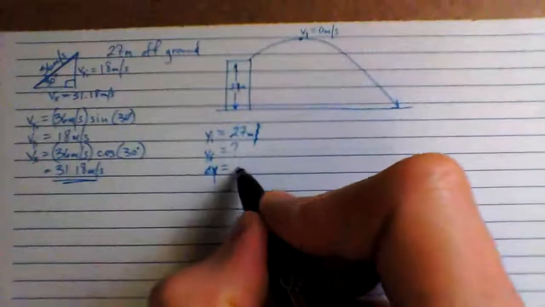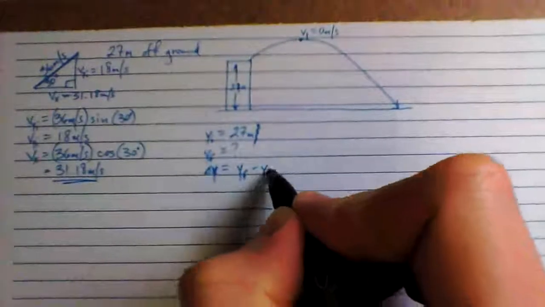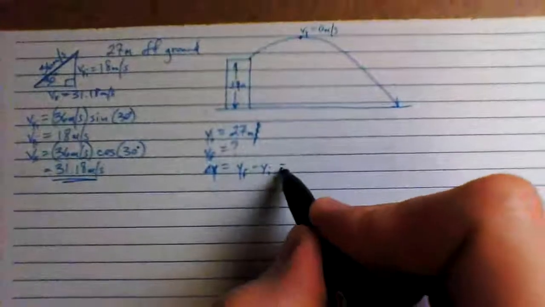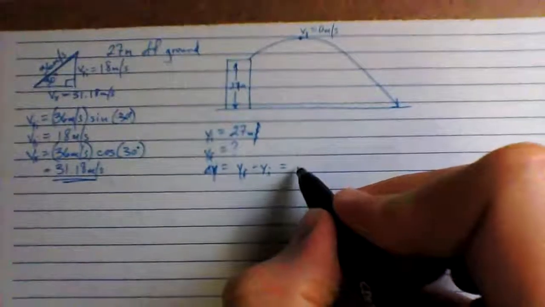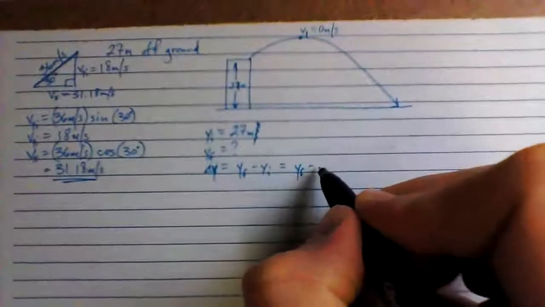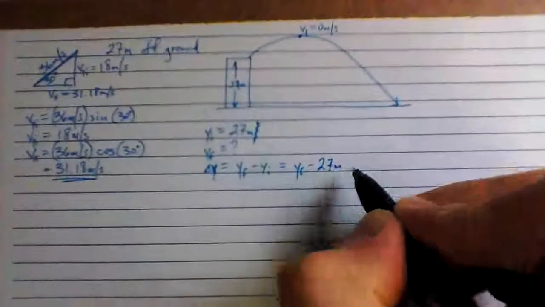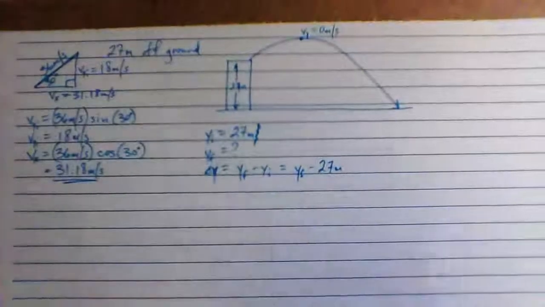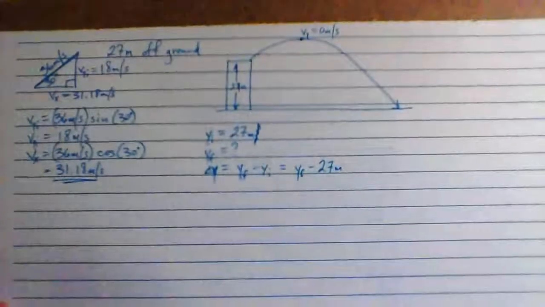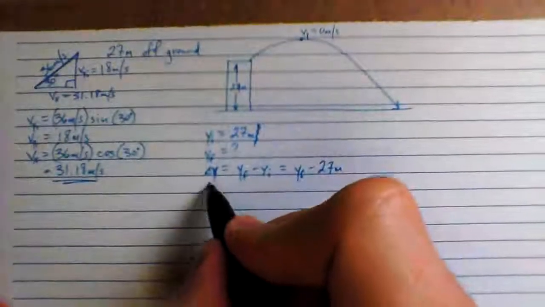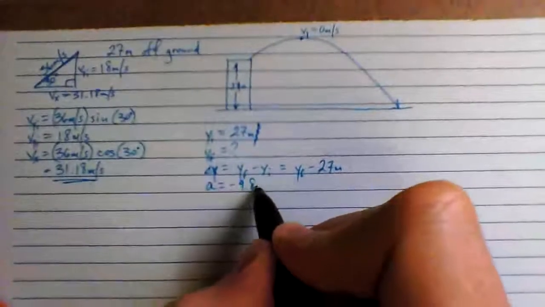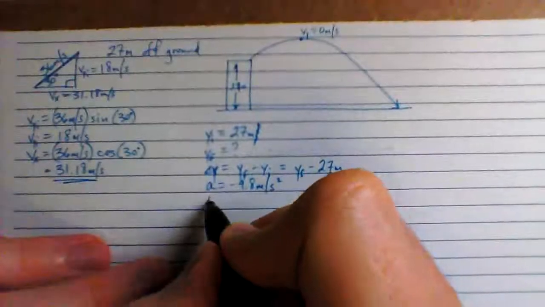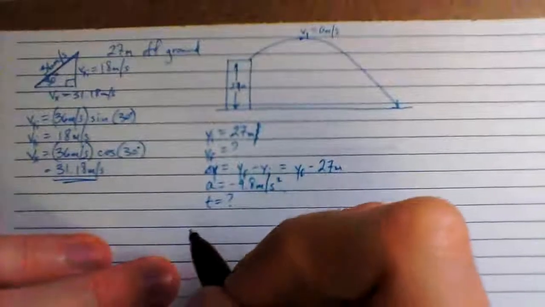So I'm going to say delta y equals y final minus y initial. I'm going to go ahead and put in 27 meters for y initial and leave y final as y final because I do not have a value for that yet. So delta y equals yf minus 27 meters for this part of the problem. I do know that acceleration is negative 9.8 meters per second squared due to gravity. I do not know the time that it takes to get there.